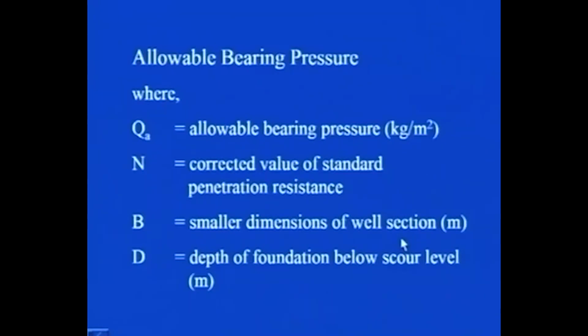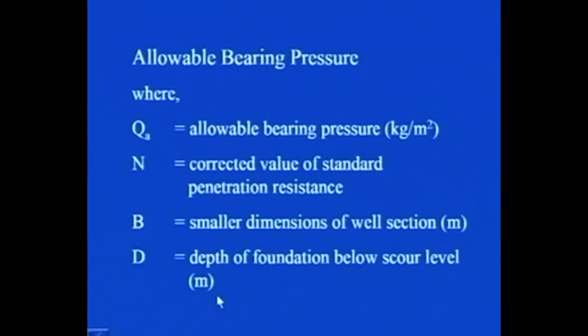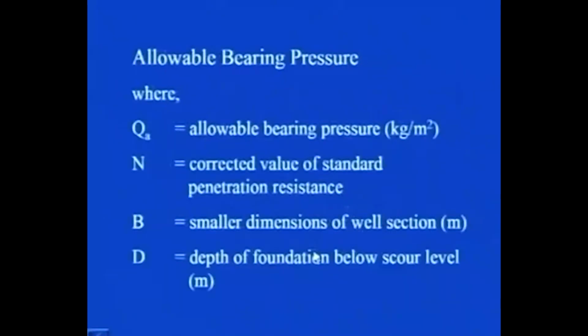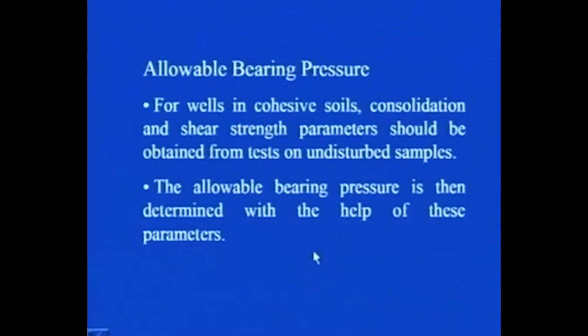Say if it is a rectangular section, then B is the smaller dimension of that rectangle. If it is oblong, then the smaller dimension. So whatever is the smaller dimension, that is B. D is the depth of foundation below scour level in meters. So using this expression you can get the allowable bearing pressure as per IS 3955/1967. For wells in cohesive soils, consolidation and shear strength parameters should be obtained from tests on undisturbed samples.